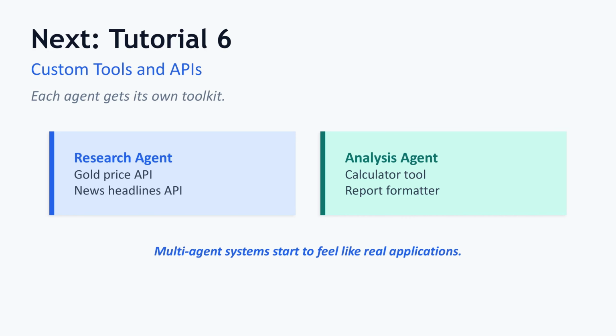In Tutorial 6, we take multi-agent to the next level. In today's tutorial, the research agent had one tool and the analyst had none. In the next tutorial, each agent gets its own set of tools. The research agent might fetch gold prices and news headlines. The analysis agent might have access to a calculator and a report formatter. That's where multi-agent systems start to feel like real applications. Specialized agents with specialized toolkits, all coordinated by the graph.